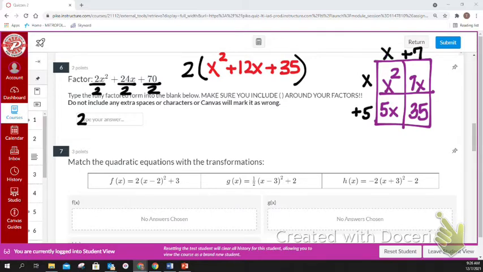So notice it says no spaces. It says type the fully factored form in the blank. Make sure you include parentheses around your factors, but no extra spaces. So you need to type in a 2 and then a parentheses, x plus 7, and then a second parentheses, x plus 5. That is your answer to number 6.